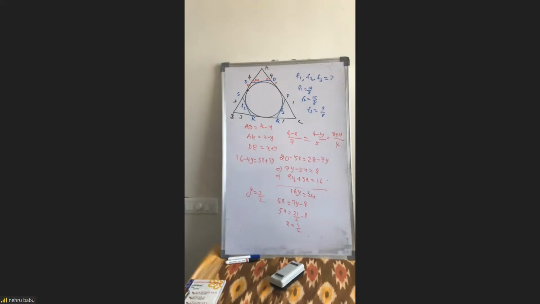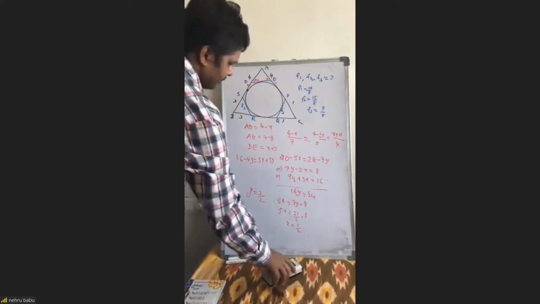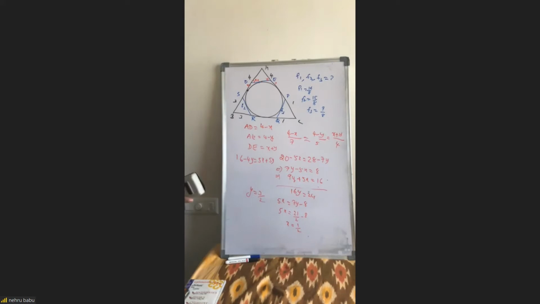Sir, here we found x and y, no, sir. Yes. Same way, if we do it in other way, sir, instead of finding x and y, I'm directly finding x, that DE length only. Yeah, I will discuss that. So this is one way of solving.